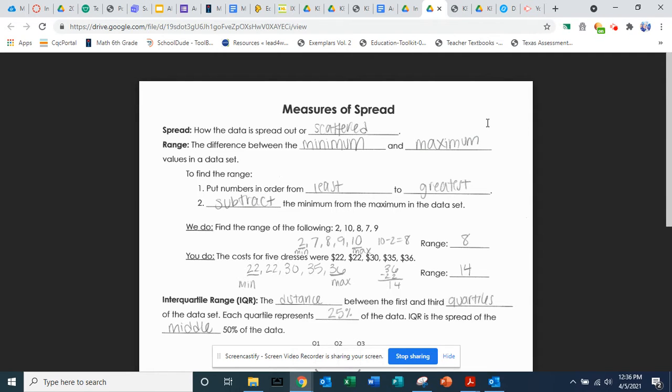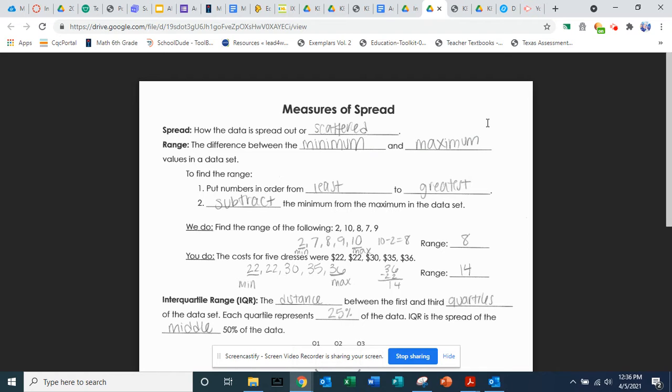Measures of spread notes. When we say the word spread in math, we are just talking about how the data is scattered or how it is displayed on the graphs. The range you have learned before: you're subtracting the minimum amount from the maximum. So the maximum minus the minimum.